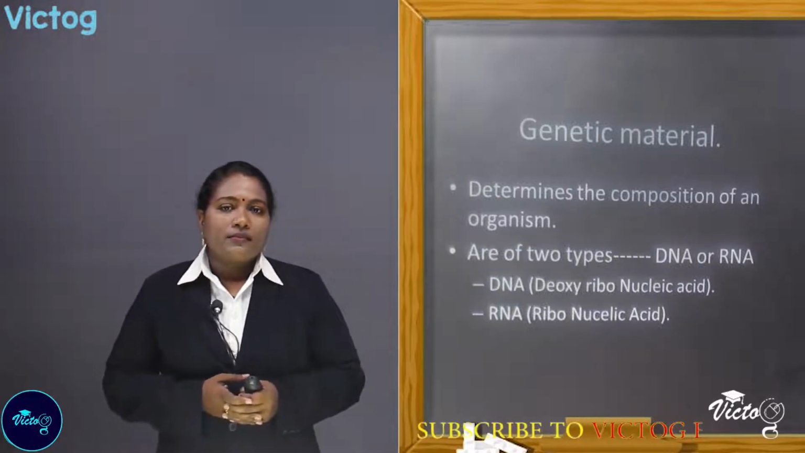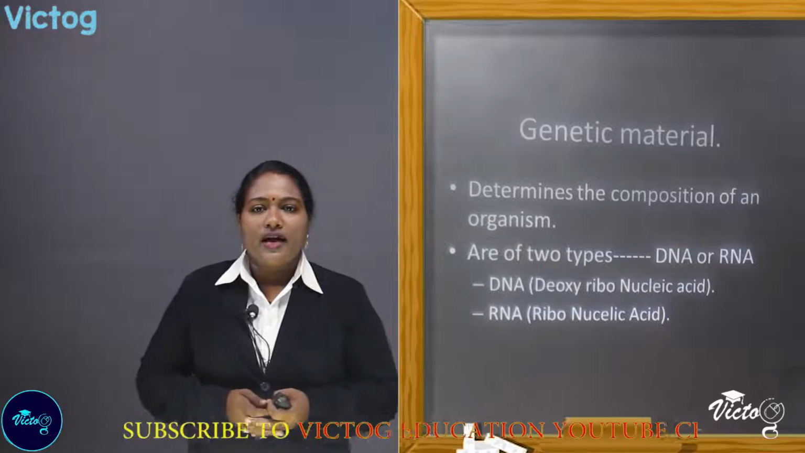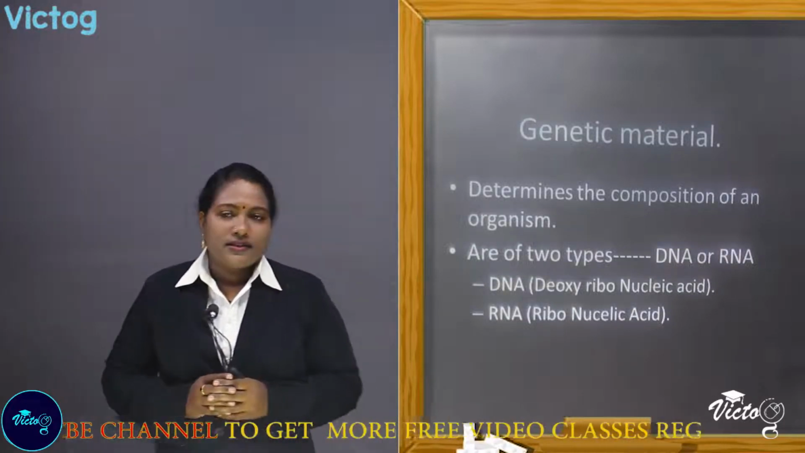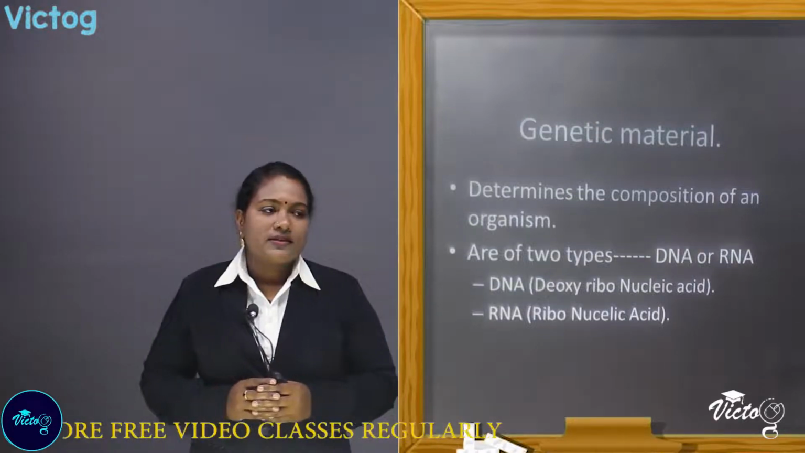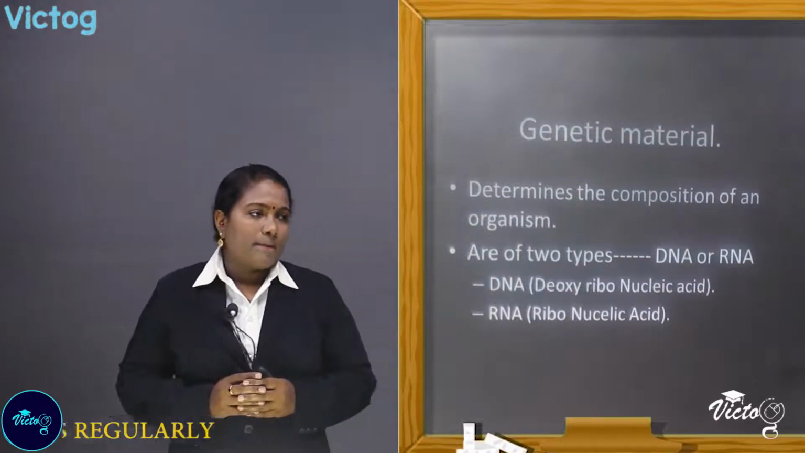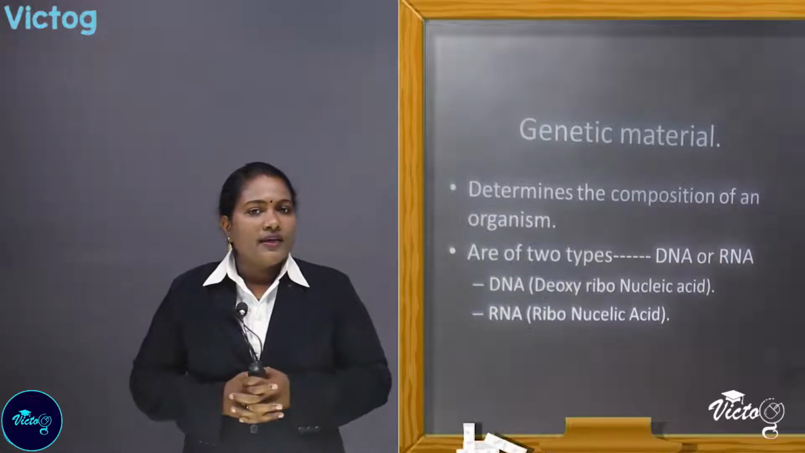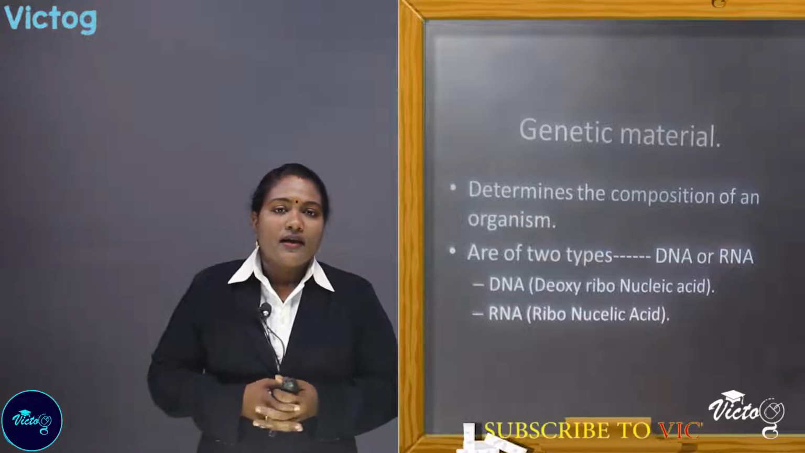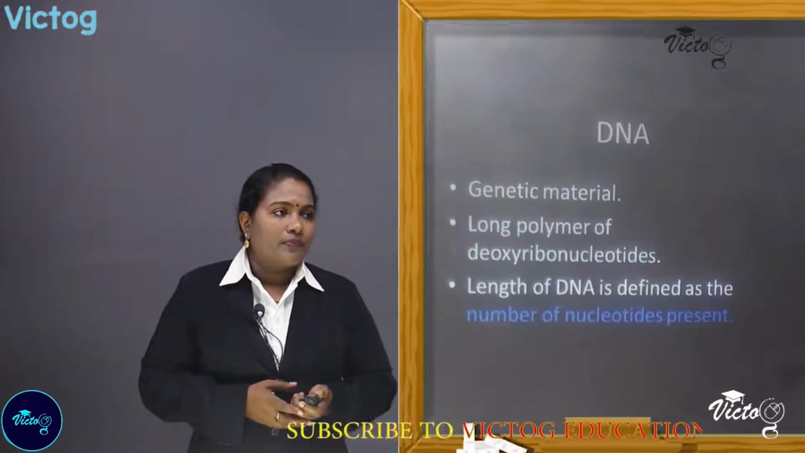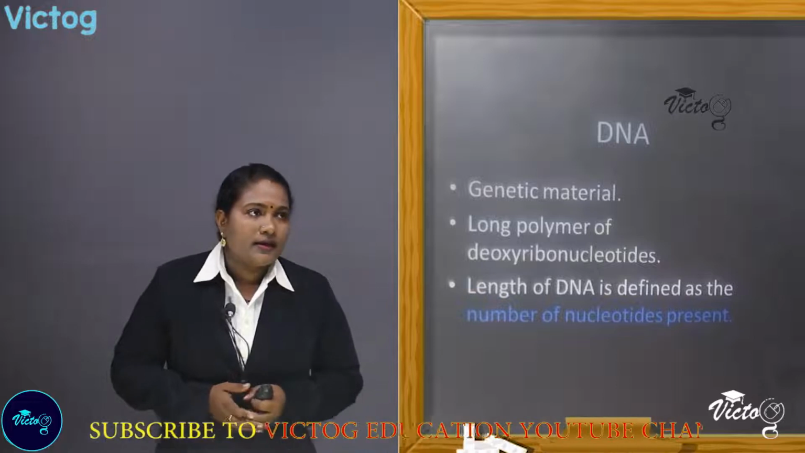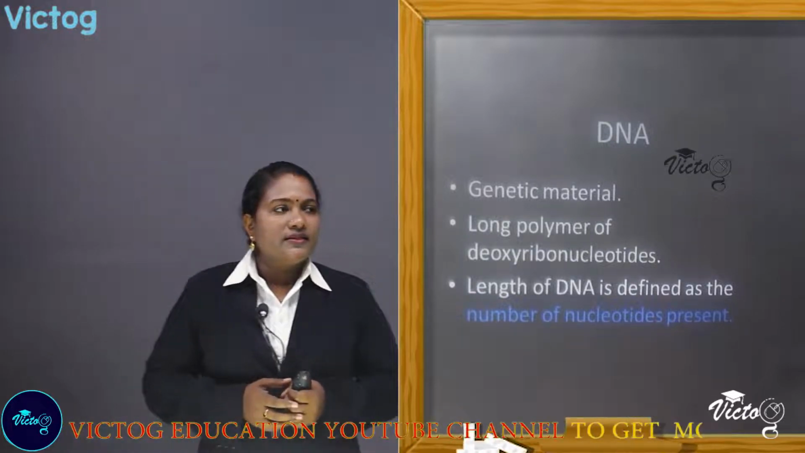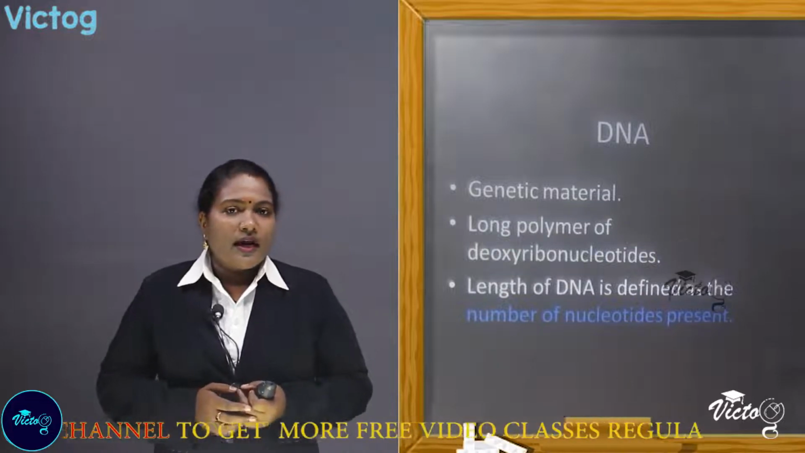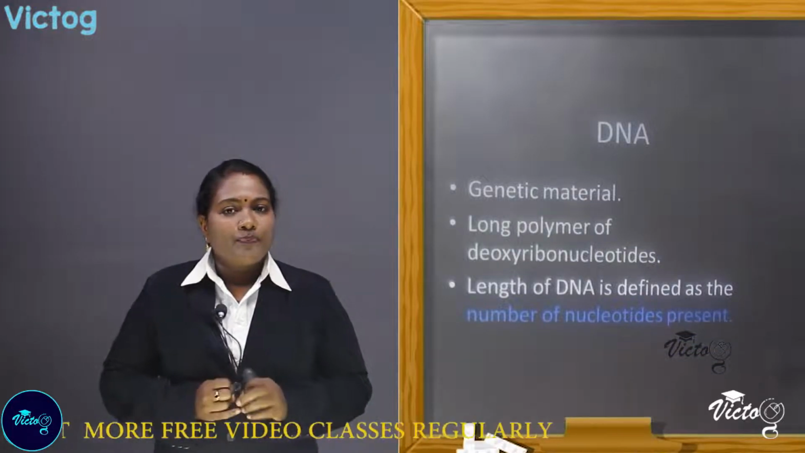Genetic material is mainly of two types, that is RNA or DNA. These are the two types of genetic materials we have. DNA is deoxyribonucleic acid and RNA is ribonucleic acid. In most organisms, DNA is the genetic material, but in some organisms, selected viruses, etc., RNA is the main genetic material. DNA, that is deoxyribonucleic acid, is the genetic material found in most organisms.